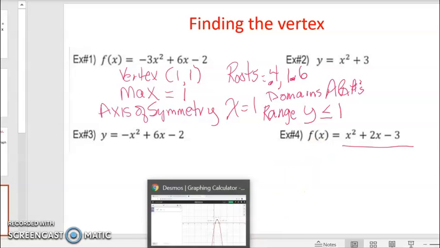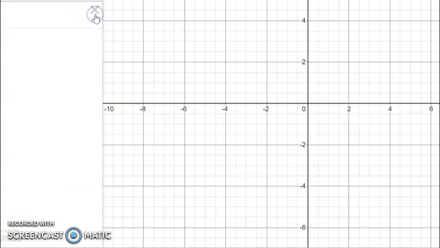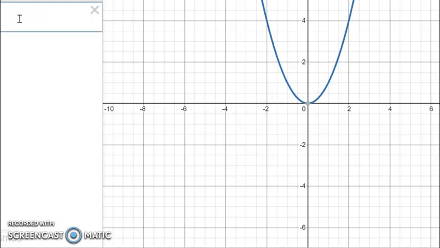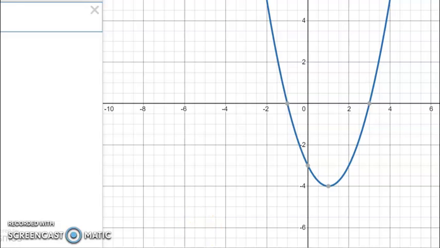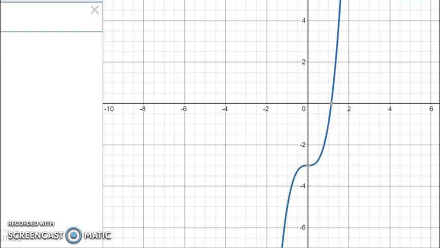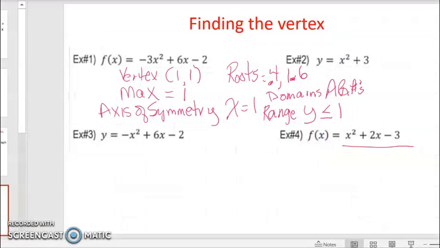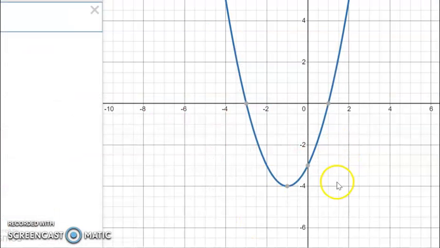x squared plus 2x minus 3. So x squared minus 2x minus 3. Is that what I said? Or was it plus 2x? Plus 2x minus 3. Okay. So this is what your graph should look like. Let's double check it. Make sure your equation is correct. x squared plus 2x minus 3.